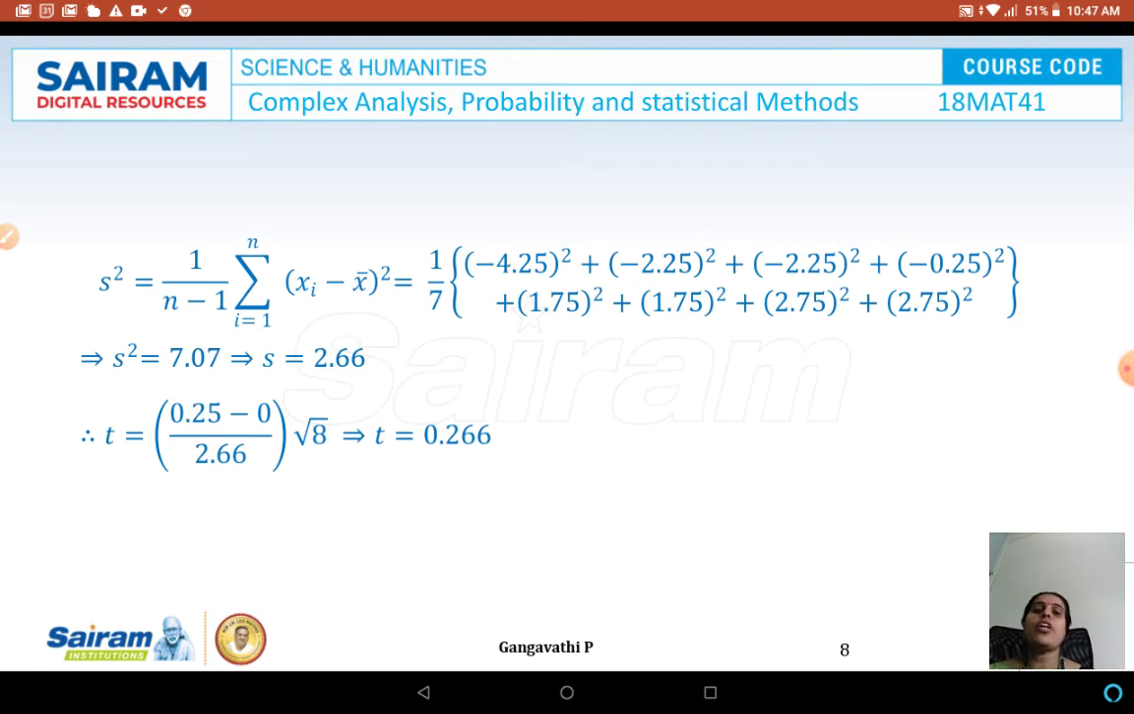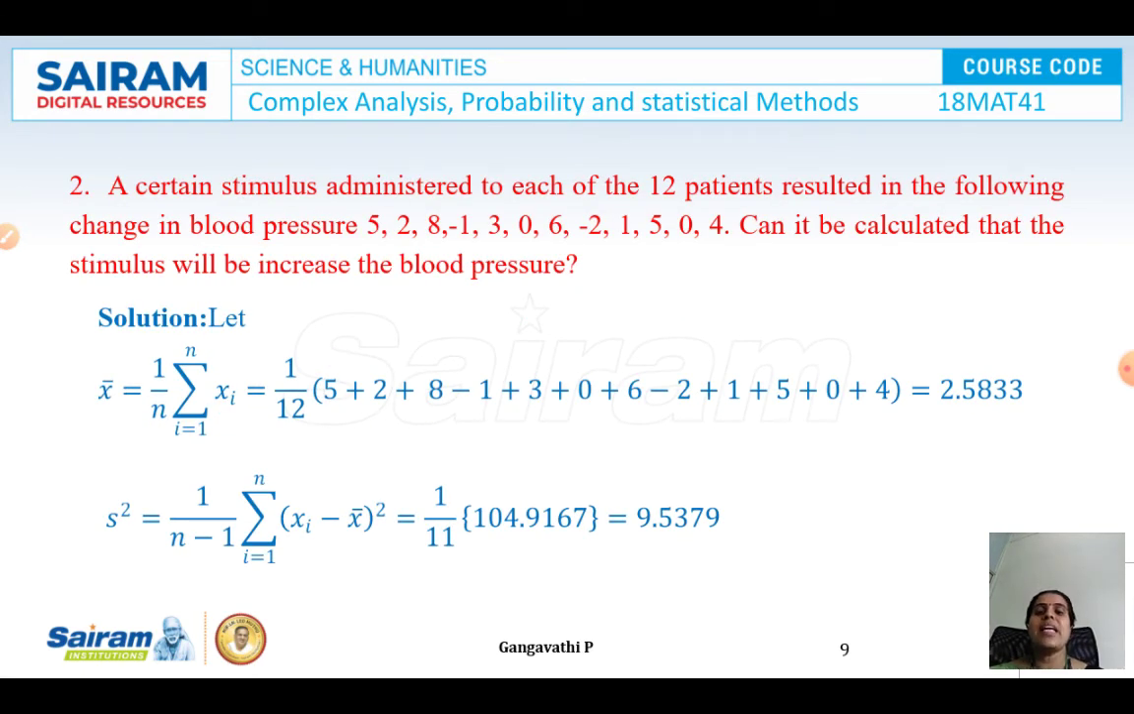So now whatever values were required to evaluate the value of t, we have found them. Now we can substitute them in the formula for t. X bar is 0.25, mu is 0 and s is 2.66 into square root of 8. When we simplify, we get the value of t as 0.266. It just asked us to evaluate the value of t and we have done this. So now let us see another example.